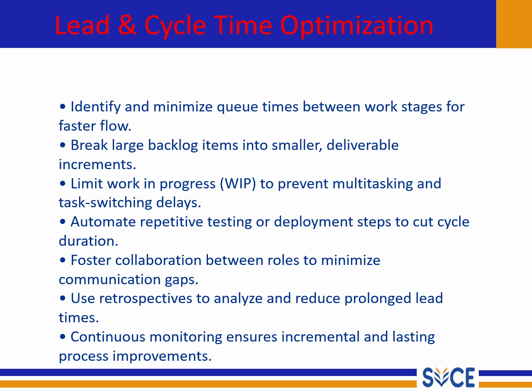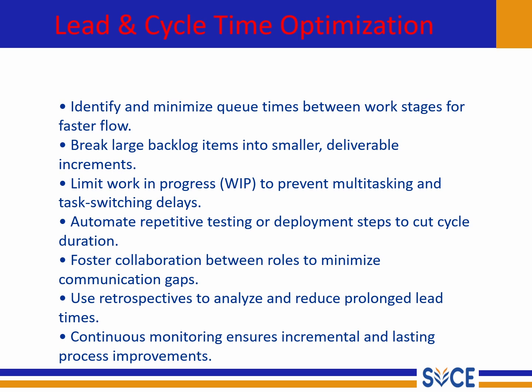Now that we know what lead time and cycle time are, let's see how we can actually improve or optimize them. The first step is to identify and minimize queue times. These are the waiting periods between stages. For example, when a task finishes development but waits 2 days for testing, that's wasted time. By reducing these queues, we make the workflow much faster.